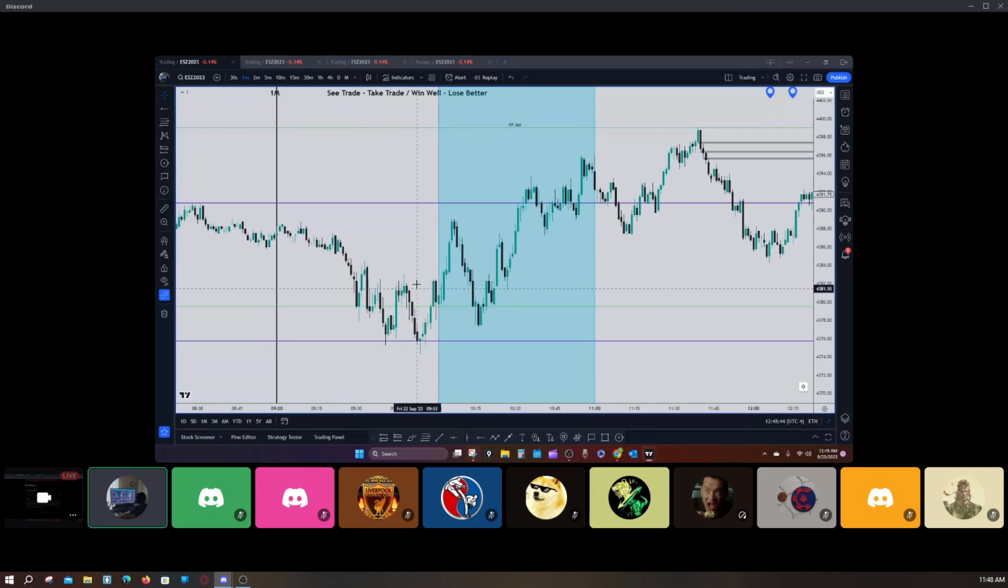Right, so 10 o'clock comes. Here's a swing right here. I like to see the body close above the swing.